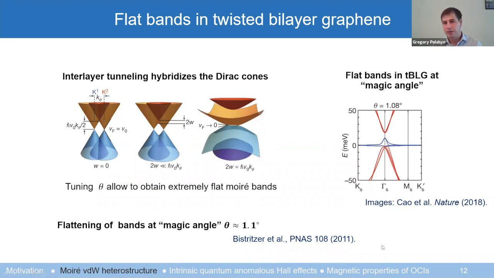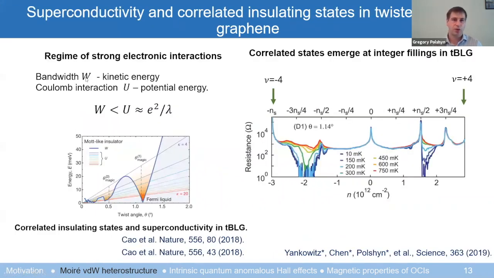Having small bandwidth has an important consequence, because bandwidth characterizes the kinetic energy of electrons. For the magic angle, it becomes smaller than the Coulomb energy of electron-electron interactions, and this drives correlated physics. This was first experimentally demonstrated by the group of Pablo Jarillo-Herrero, who experimentally discovered correlated insulating states and superconductivity in magic angle twisted bilayer graphene.